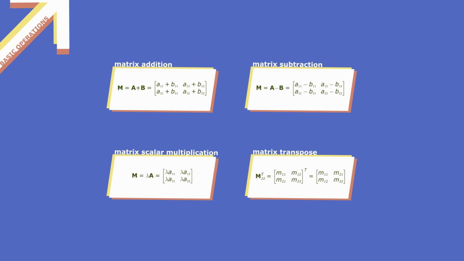It may not seem very useful at first, but we will see that this operation is very useful in fact. It works by flipping the matrix at its main diagonal, going from the top left to the bottom right. So in our 2x2 matrix example, entry M12 becomes entry 21 and vice versa.